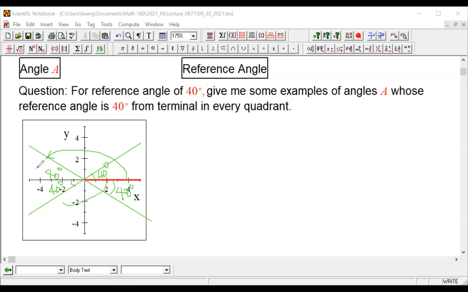Could there be another one here? This is going to be what? Oh, someone gives 320. That's right, 320. How do you measure 320? You go this way, right? Oh, 320. Right? Do you guys see that?